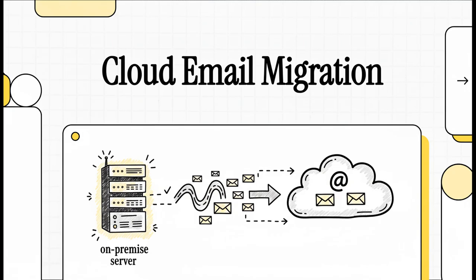Okay, so let's set the scene. Your business has been running on that same email server in the office for what, years now? It's been reliable, sure, but now it's time for an upgrade. It's time to move to the cloud. This is a super common challenge, but the big question is always, how do you actually get everything from point A to point B without causing a total meltdown?